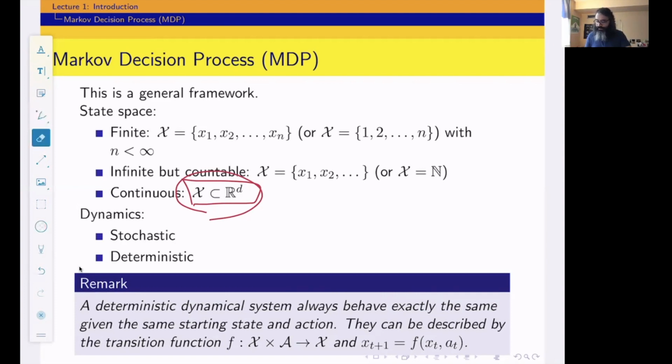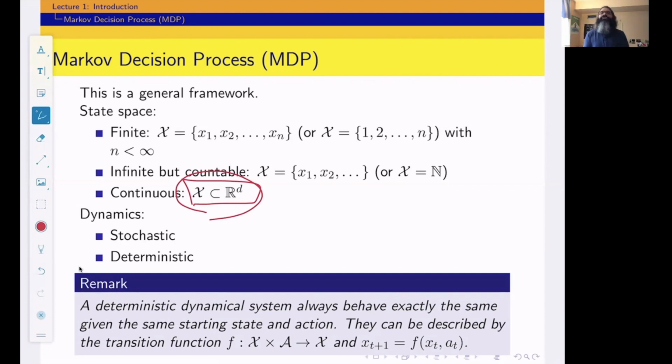The other thing is about the dynamics. The dynamic can be stochastic or deterministic. So the framework is described for stochastic dynamics, but deterministic dynamics basically is a special case of stochastic one. So what is a deterministic dynamics? Intuitively, it means that if you're at one state, you choose one action, the next state would always be the same.